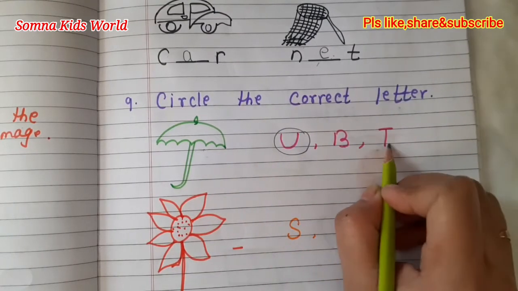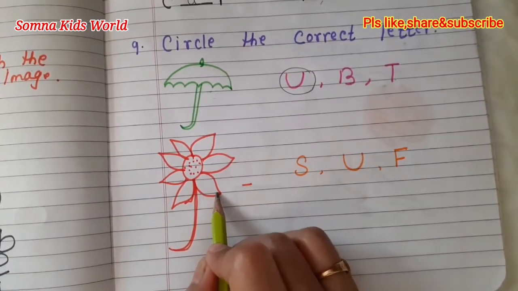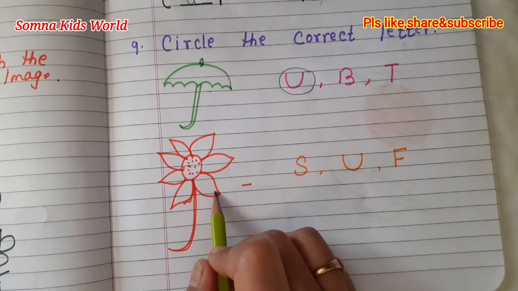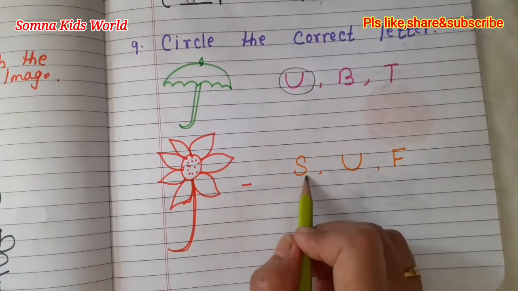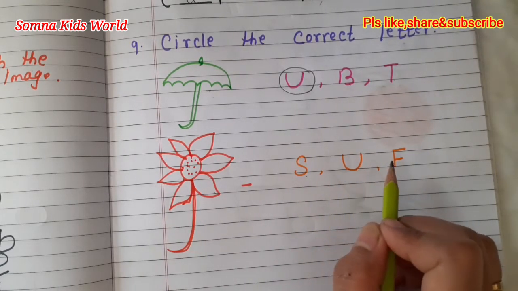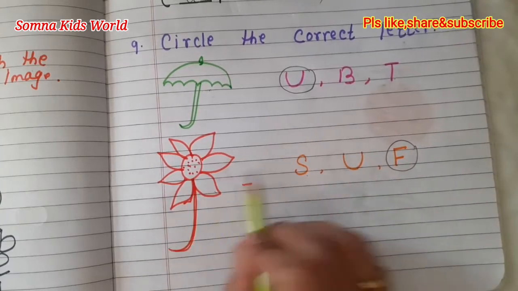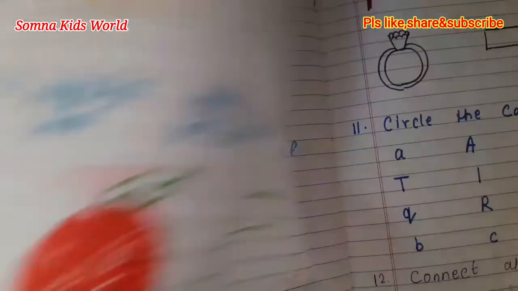B, no. T, no. It's a picture of a flower. So flower starts with letter F. So does it start with S? No. U, no. F. So you need to circle F. Flower starts with letter F.